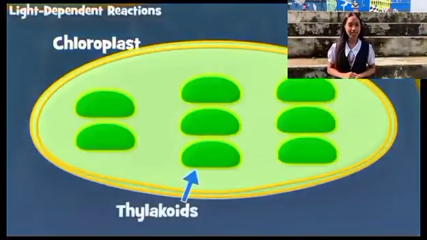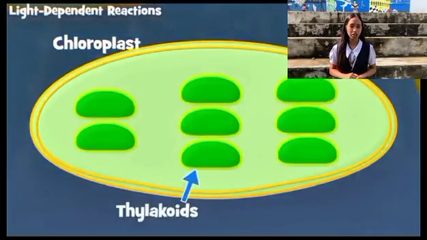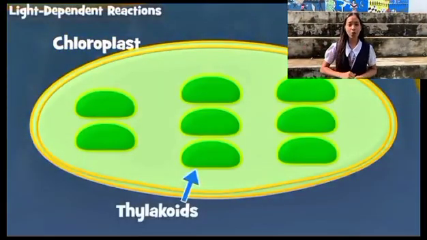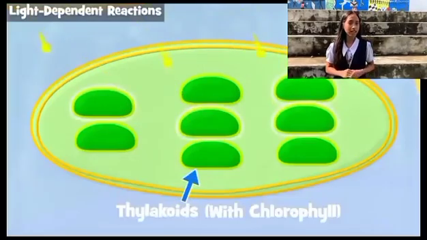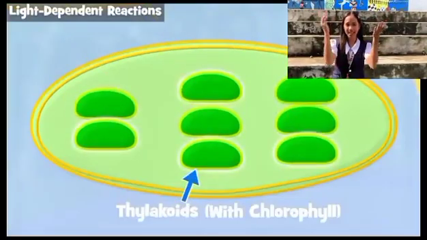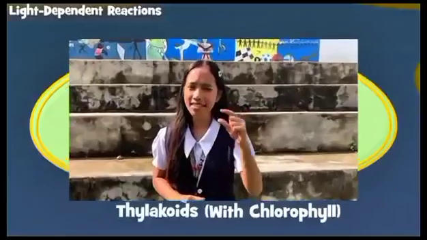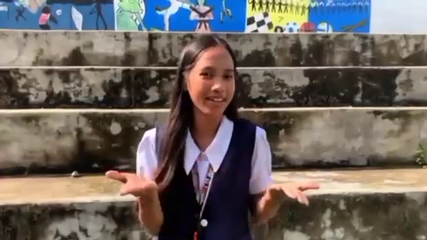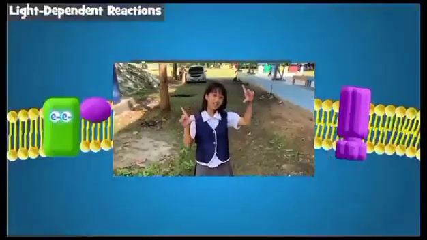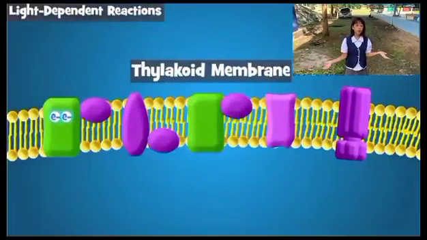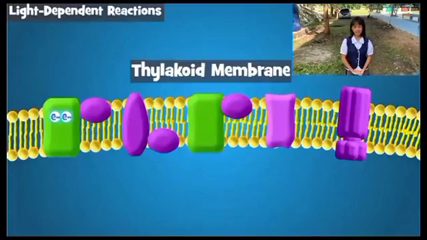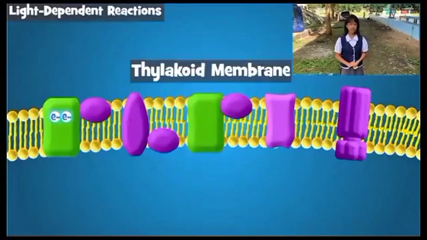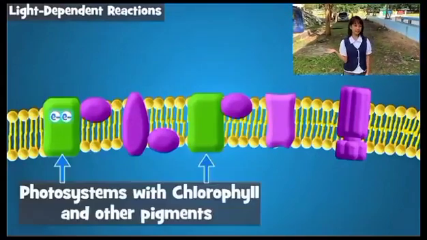Each chloroplast contains stacks of disc-shaped structures called thylakoids, which are packed with pigments like chlorophyll that absorb sunlight. Think of thylakoids as tiny solar panels. They capture the sun's energy and start the process of turning it into chemical energy. Now let's zoom in on the thylakoid, where these pigments are located. These pigments are arranged in clusters called photosystems.